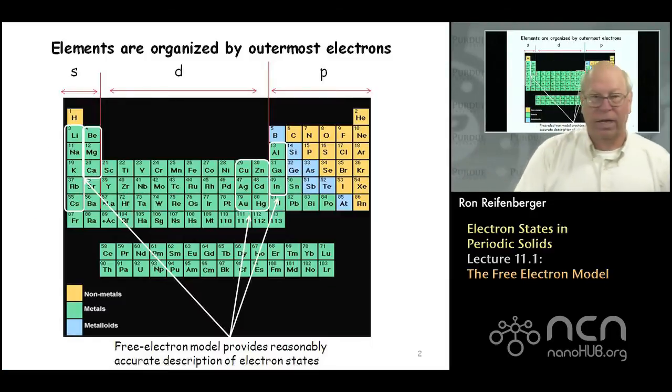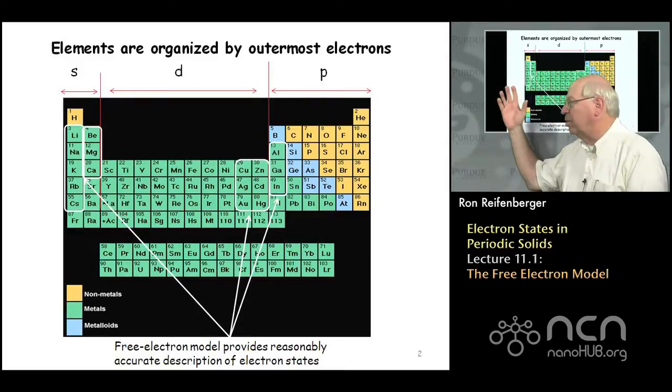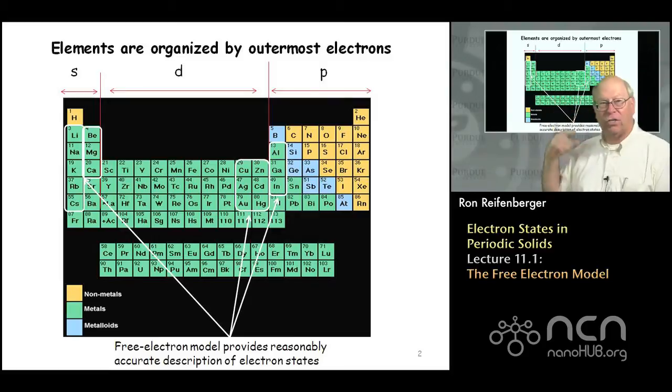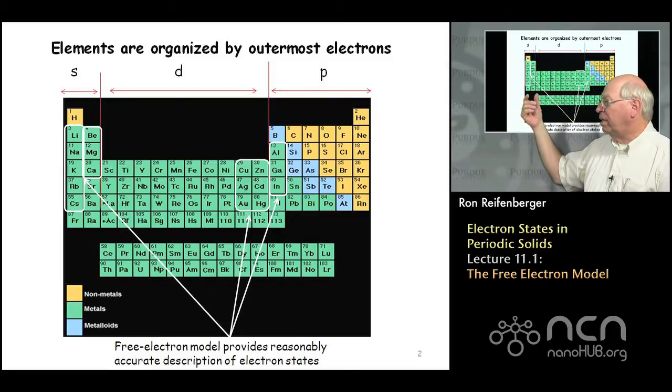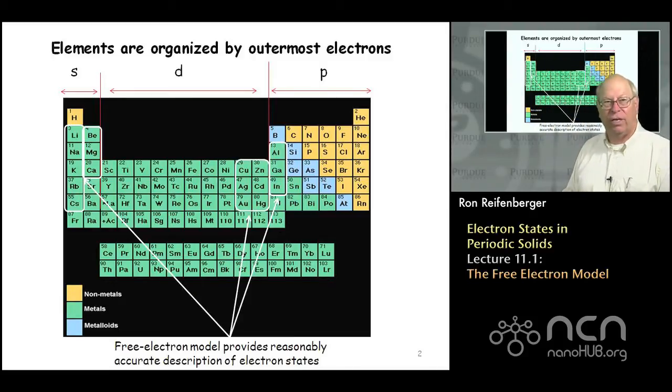To begin with, let's think a little bit about what this free electron model applies to, which systems it applies to. First, I'd like to introduce that by just reminding you about the structure of the periodic table. The structure basically reflects the S, the D, and the P electrons that we discovered when we discussed solutions to Schrödinger's equation for the hydrogen atom.